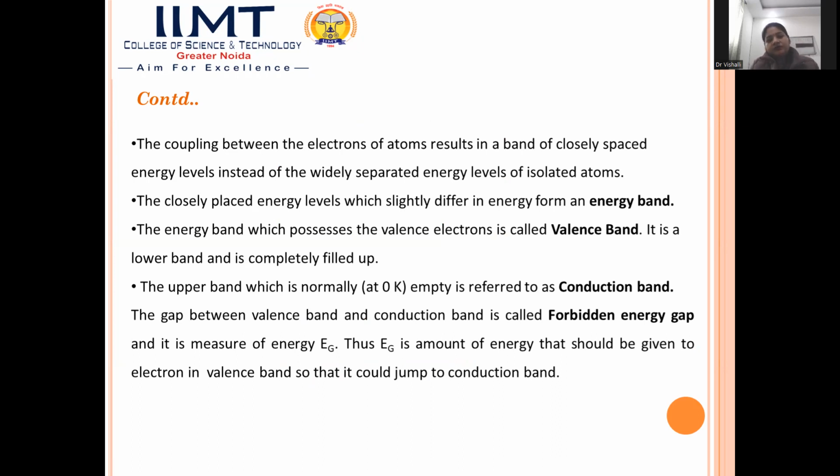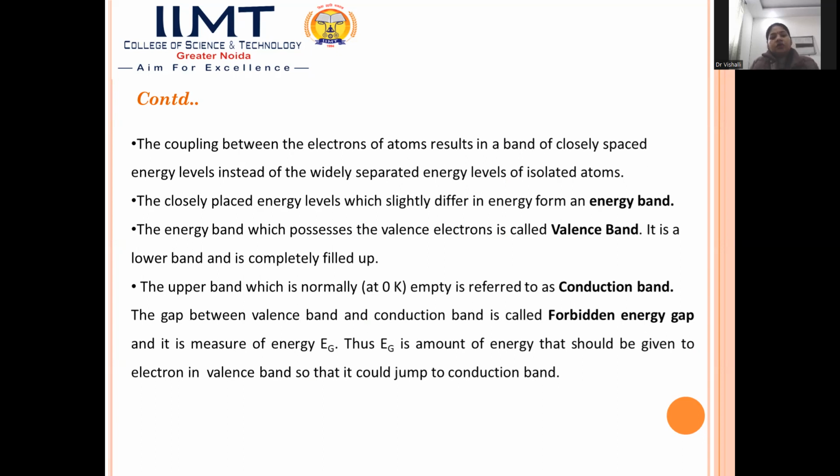And how will they be modified? Rather than all the electrons being in a single energy level, now we have a group of energy levels which are slightly different in energy, and that group is called an energy band. So that is how the bands are formed in solids, rather than a definite or single energy level as in an isolated atom.